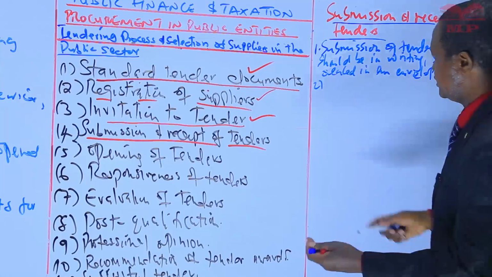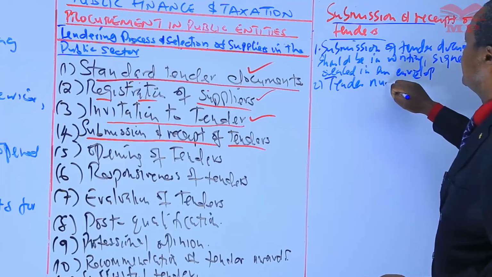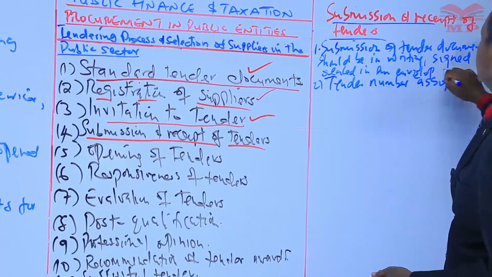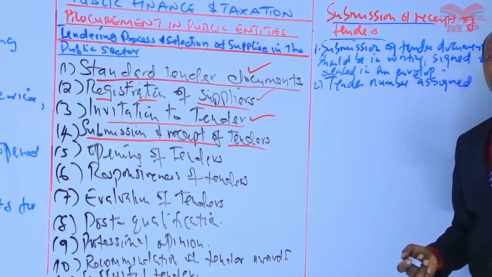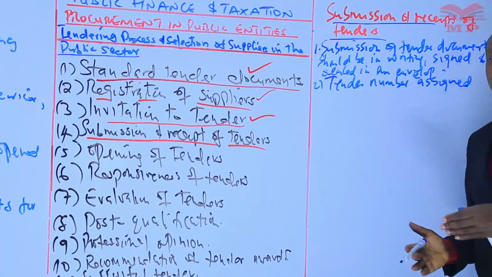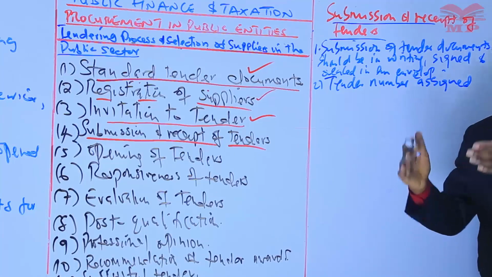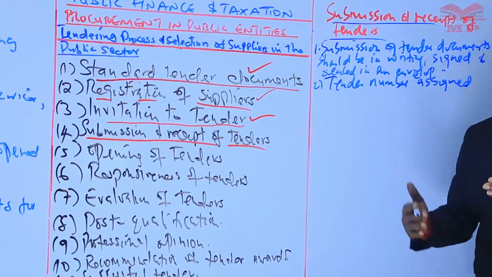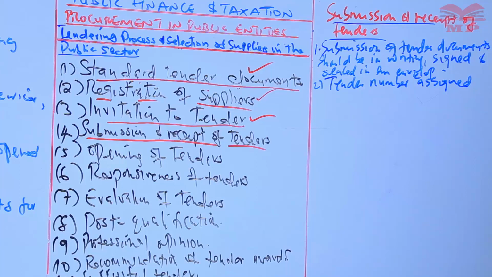Number 2 is a point on tender number. Tender number should be assigned. A tender document and the envelope in which it is sealed should bear the tender number assigned to the procurement or asset disposal proceedings by the procuring entity. Do you understand?